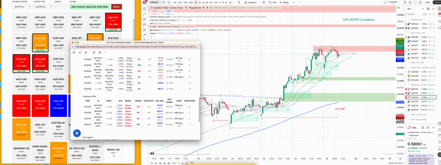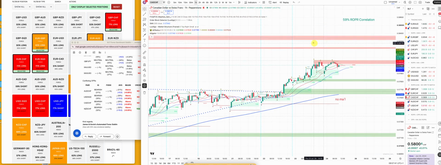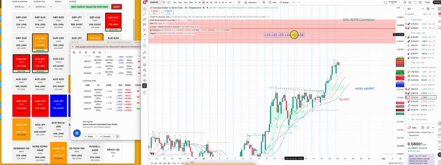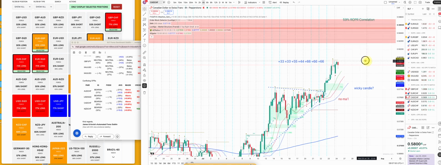Yeah, a lot of dollar strength across the board. CAD Swiss bearish plus 66. So again, we can't really... I'm not lining up those numbers. Maybe it'll come to this sort of level.